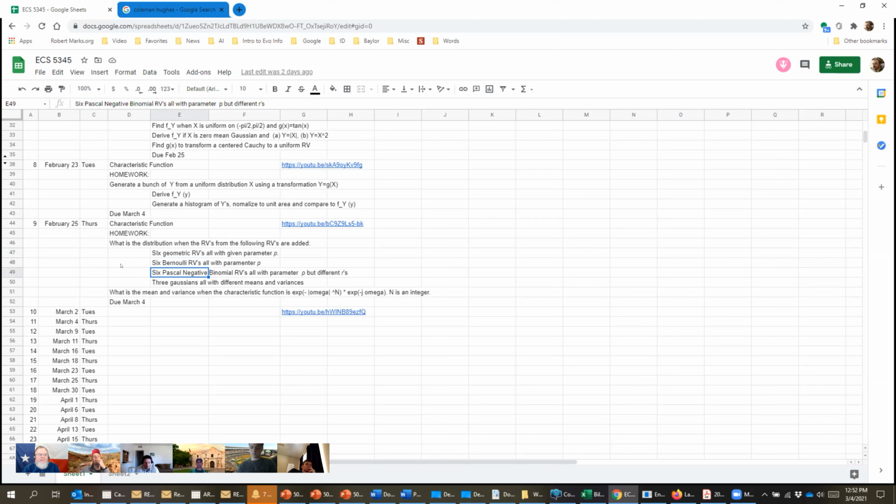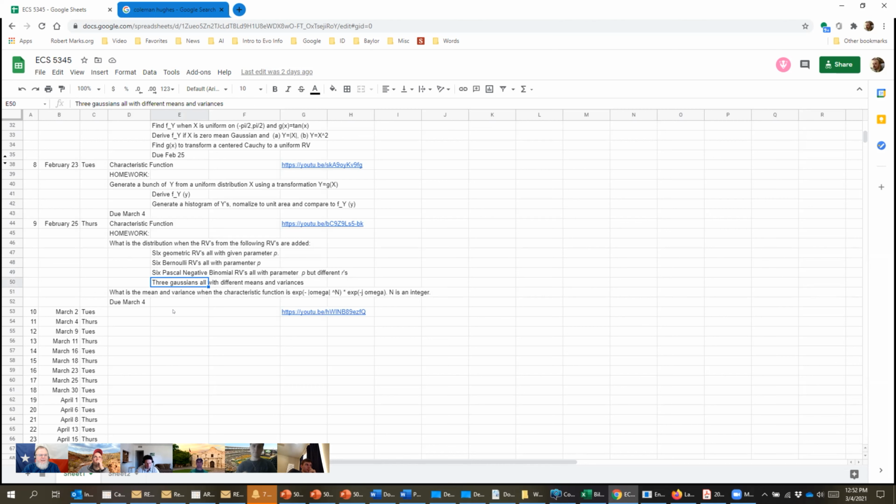6 negative binomial random variables. What do you get? I got still Pascal negative binomial, but with the sum of all the different R's as the number. Yes, that's exactly right. You get a Pascal random variable with a parameter p, but the R's are all different. And what you get is the sum of the R's. The new R is equal to the sum of the old R's. And this is the interesting thing.